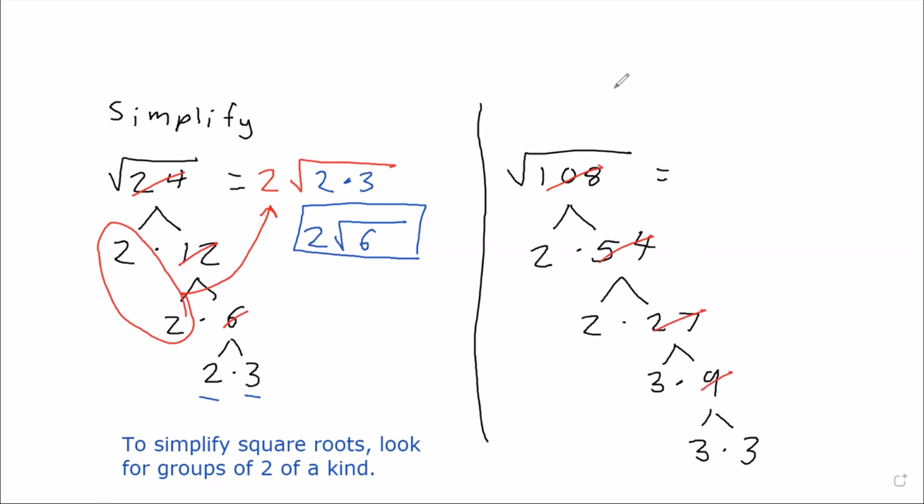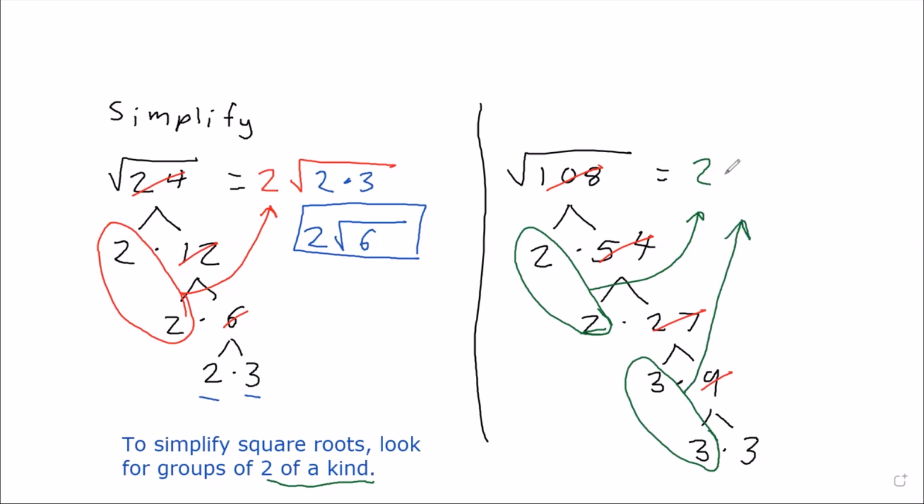And we are still looking for groups of two of a kind. We have a group of two twos and a group of two threes. The group of two twos moves outside of the root as a single two. The group of two threes gets multiplied to the two on the outside of the square root.